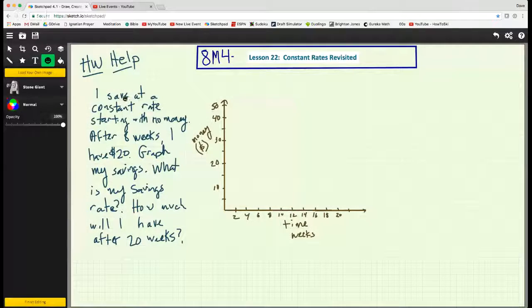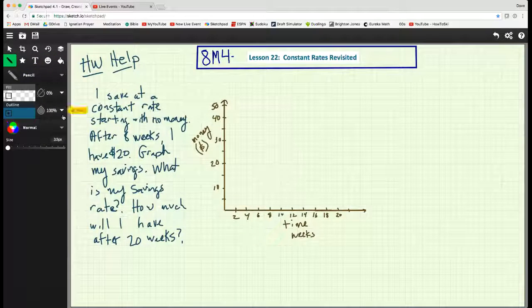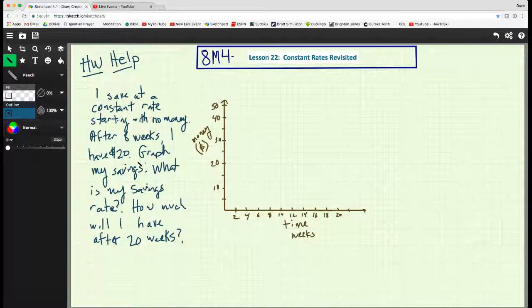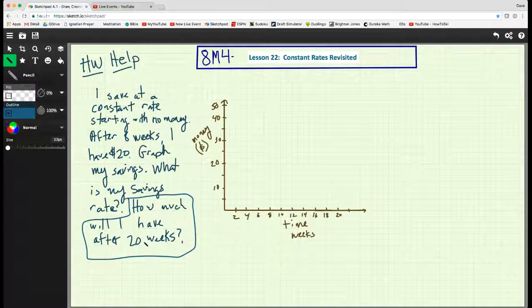So this is a word problem. And here we go. I save at a constant rate starting with no money. After 8 weeks, I have $20. And I'm saving at a constant rate, remember. So graph my savings. And then let's answer, what is my savings rate? And how much will I have after 20 weeks? This is the bonus question. But this is the basic. This is question number 1.